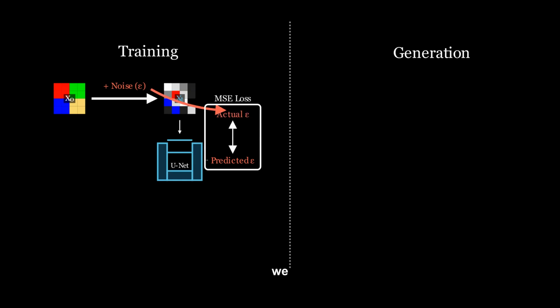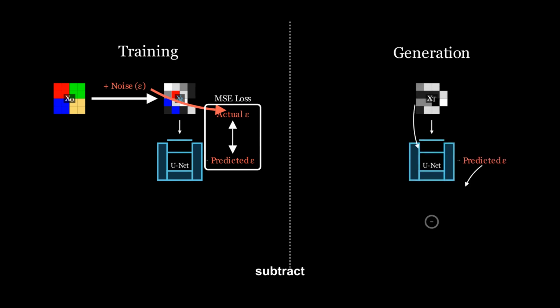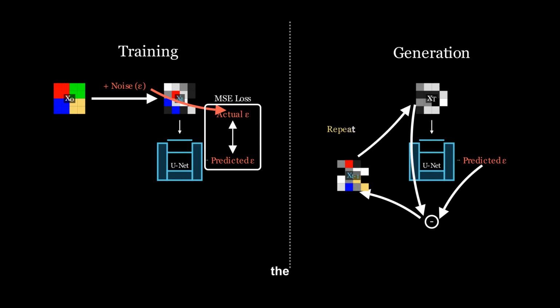During generation, we start with pure random noise. We feed it into our trained U-net, ask it to predict the noise, subtract a fraction of that noise, and repeat the process. Step by step, the model carves away the static, revealing a perfectly synthesized image from the latent space.